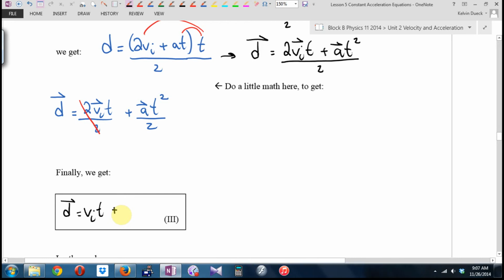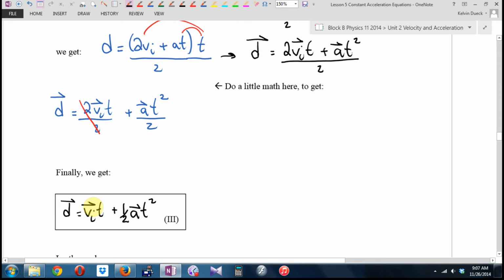Squared. Over? Two. Traditionally, oh, Jordan, do you remember dividing by 2? What's that the same as multiplying by? What did you say a few minutes ago? Do you remember? Traditionally, it's written this way, 1/2 AT squared. D equals VIT plus 1/2 AT squared.